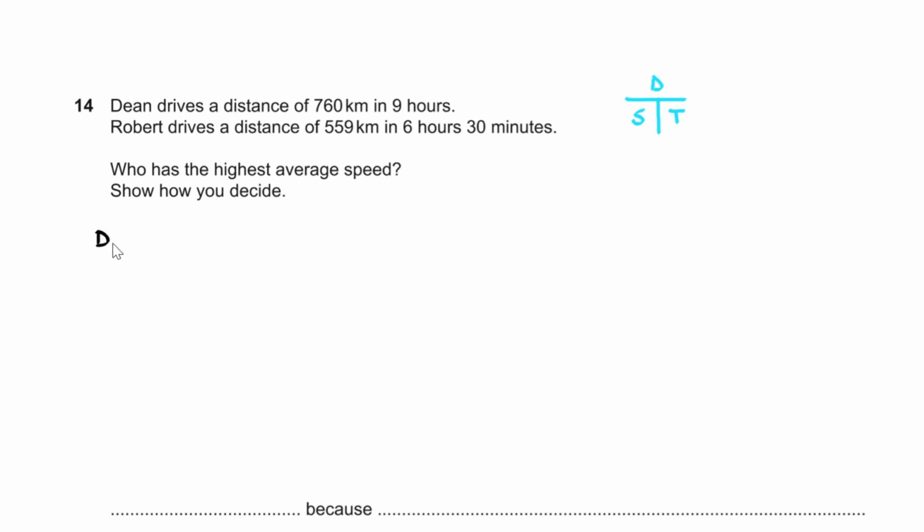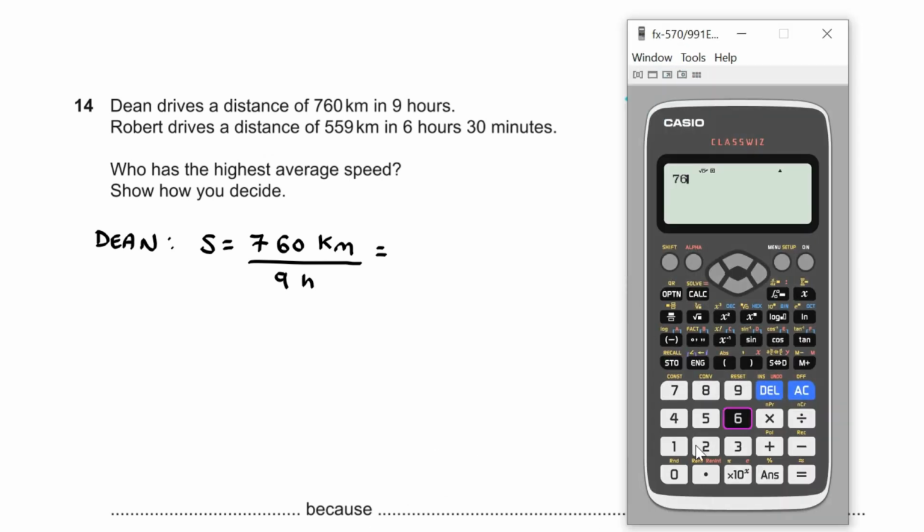So if we consider Dean, for his average speed, we have the distance 760 kilometers divided by the time, which is 9 hours. So if we work this out, 760 divided by 9, you'd find that to be 84.4, etc.